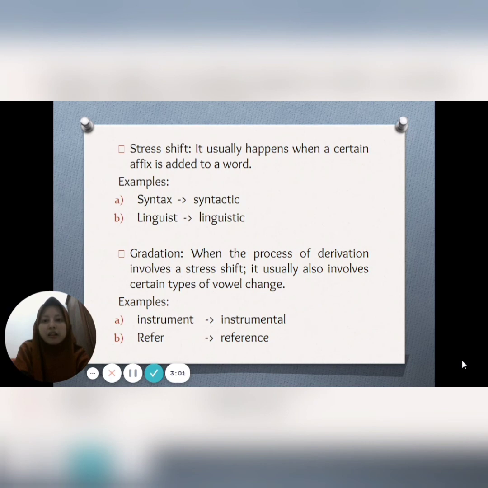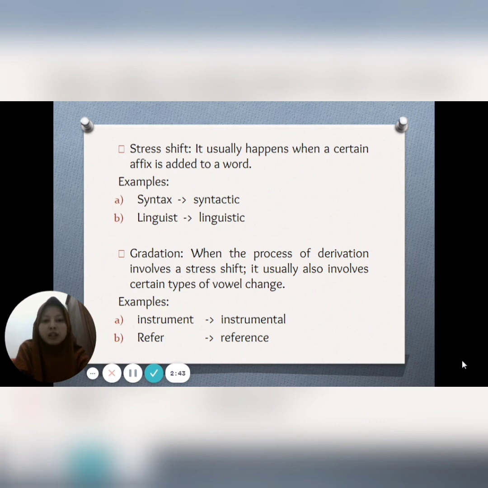Eight, stress shift. It usually happens when a certain affix is added to a word. For example, A, syntax becomes syntactic. B, linguist becomes linguistics.